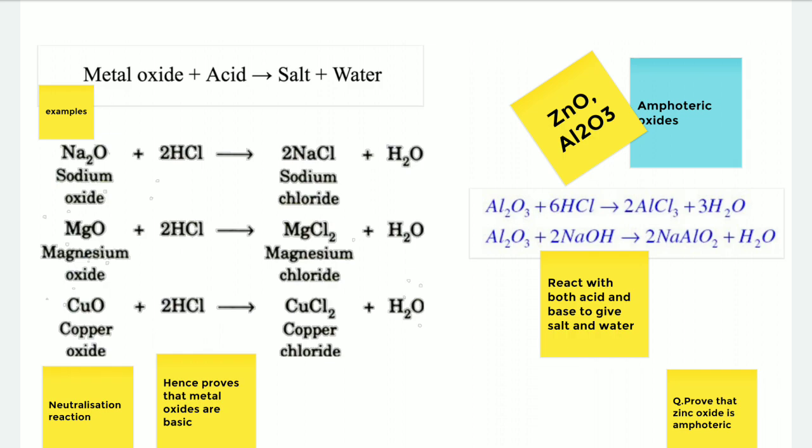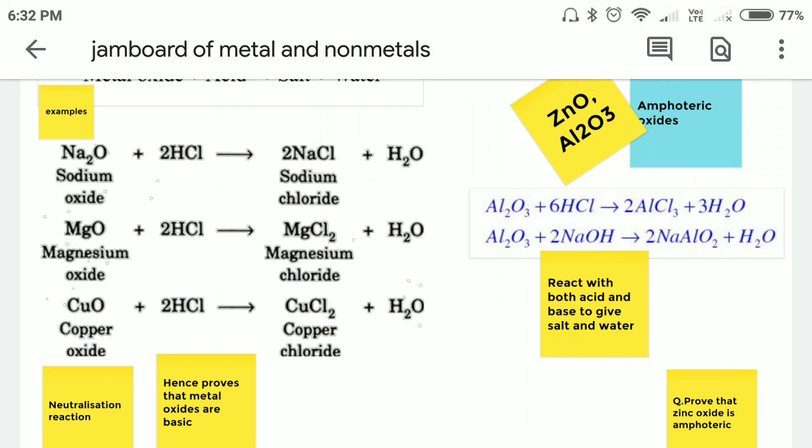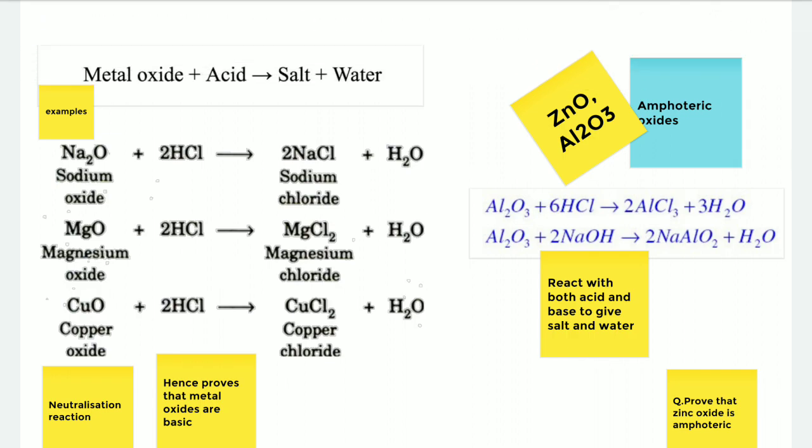So here we can see that aluminium oxide is first reacting with an acid. It is giving the salt, aluminium chloride, and water. At the same time, aluminium oxide can also react with the base sodium hydroxide and give sodium aluminate, a salt, and water. So, they are amphoteric oxides. How can we prove that zinc oxide is amphoteric in nature? The same type of reaction of zinc oxide with acid and base to give salt can be identified.